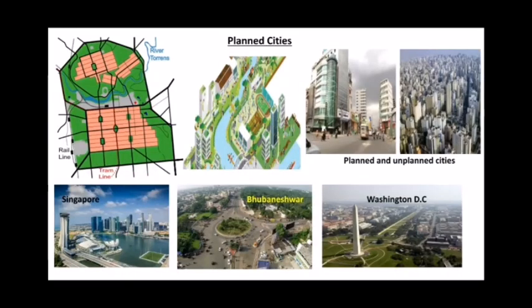Next is planned cities. Now children, most of the time what happens is that after the industrial revolution, when people started building up cities and everything started becoming very modern and globalization started occurring, there was urbanization on a very, very large scale, throughout the world, in every part of the world, because of the industrial revolution.